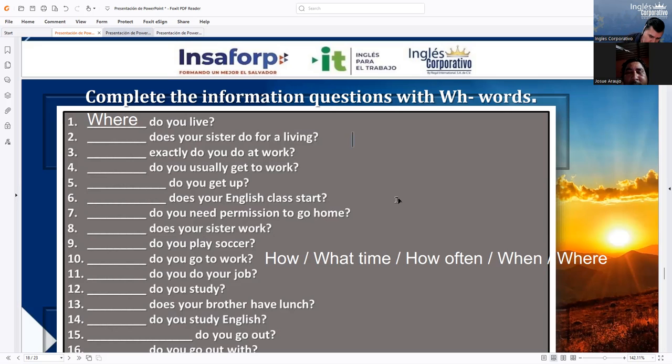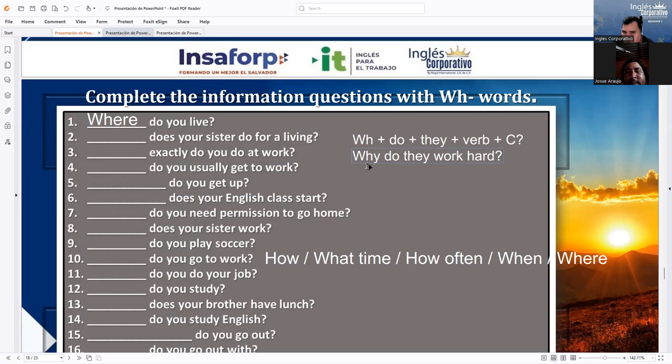Siempre lo ponemos así. Ponemos WH, do, el sujeto, por ejemplo they, and the verb. Si tiene complemento, complemento. Okay. Why do they work hard? So, es el orden. Why do they work hard?